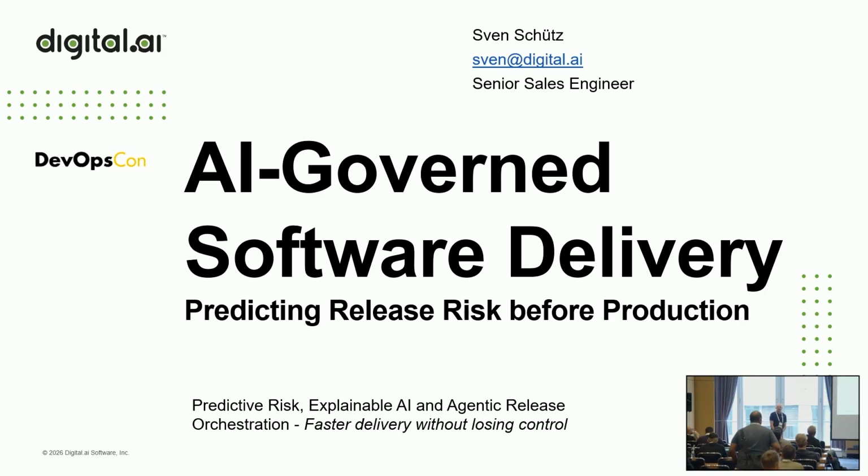Okay, but before I get started, a little introduction about myself. My name is Sven. I'm a sales engineer working for a company called Digital AI. Since business cards are not so much in fashion anymore, I decided to go for a simple and straightforward email address. Anybody who wants to get in touch with me will find me on LinkedIn or can just send an email to Sven at Digital AI.